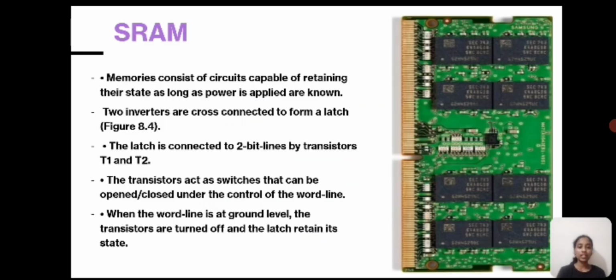The latch is connected to 2 bit lines by transistors T1 and T2. The transistors act as switches that can be opened or closed under the control of the word line. When the word line is at ground level, the transistors are turned off and the latch retains its state.